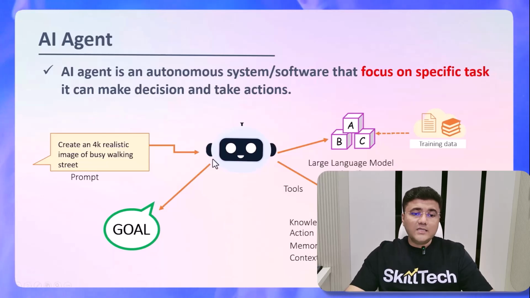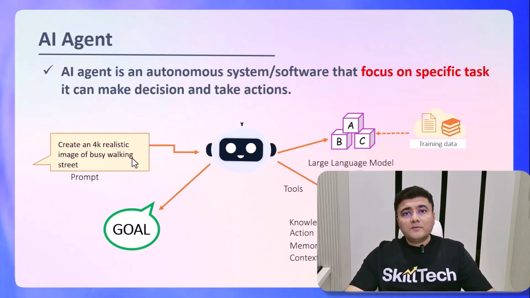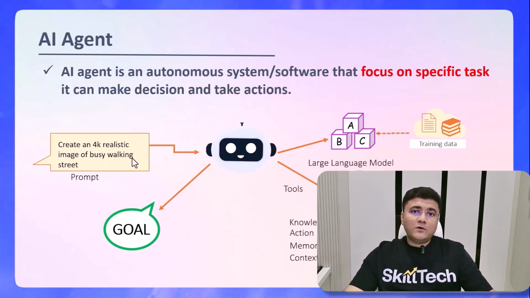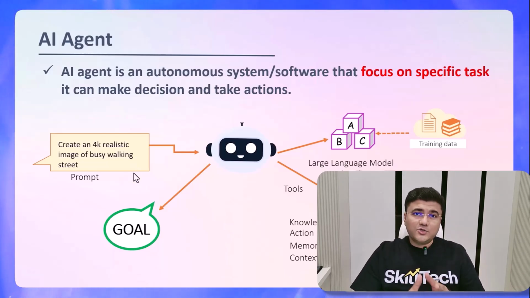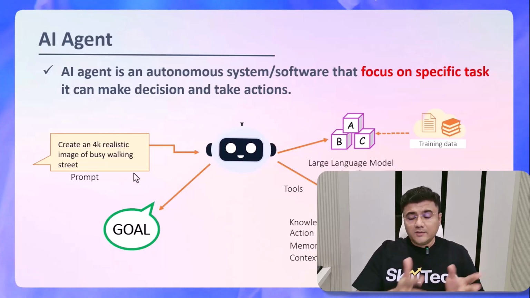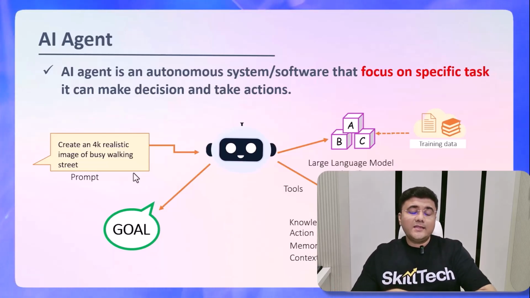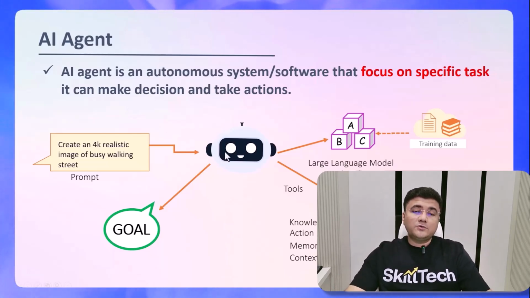So in this case, the agent is actually going to take the task. Let's say instead of this busy walking street image, I'm going to say, book a travel itinerary for me for 4 days of travel in a specific location like Dubai. Now, when I say this, that particular task is going to be achieved by performing multiple actions in sequence. And that is exactly what this agent is capable of doing. Again, in order to do this, it's going to use a large language model. It's going to use the training data which is associated with the LLM.